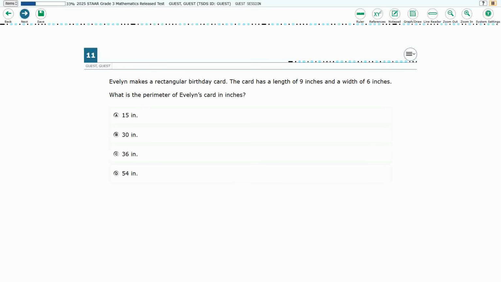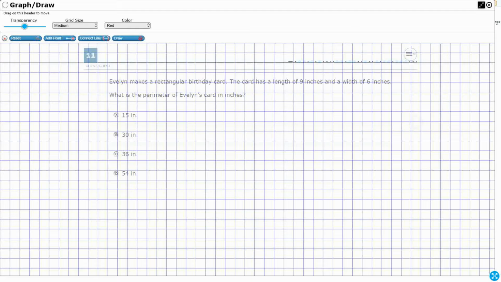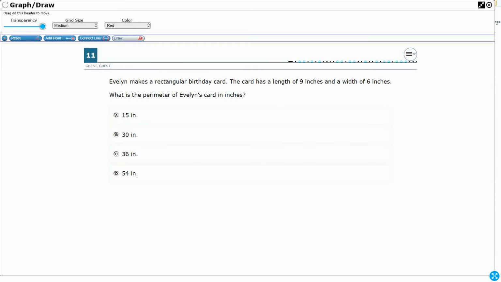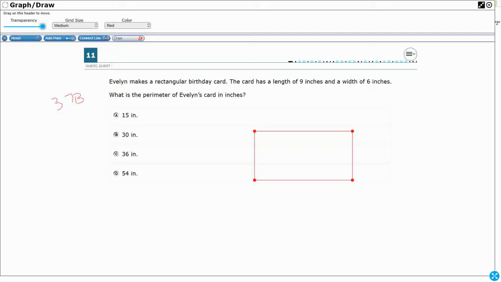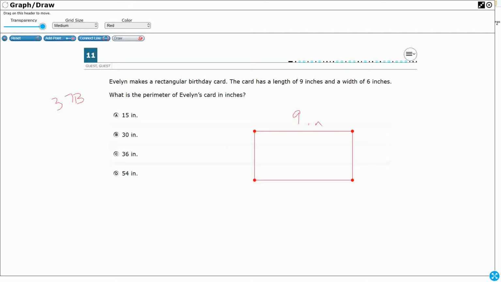For number 11, we are looking at perimeter. It's a 3.7b. And we have a rectangular birthday card. And so let's just draw a rectangle here. We got a length of 9. We've got a width of 6. And we're simply looking at the perimeter.